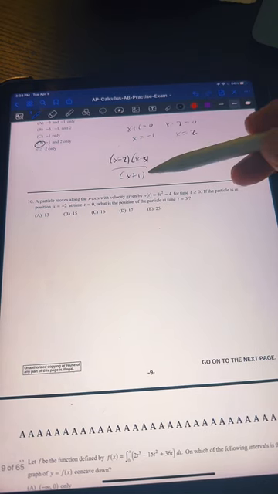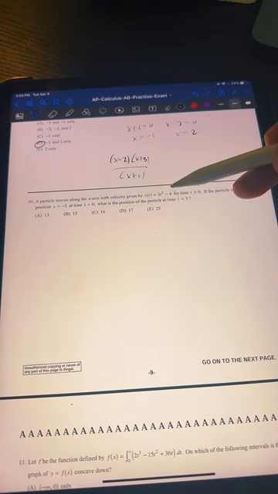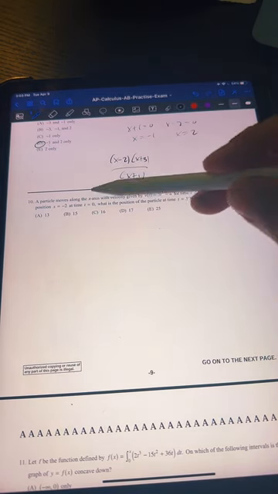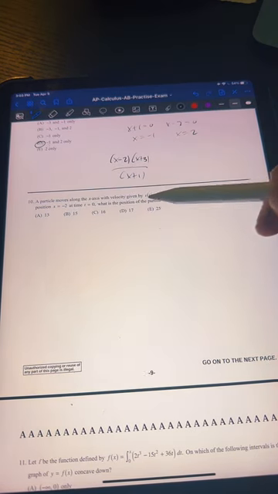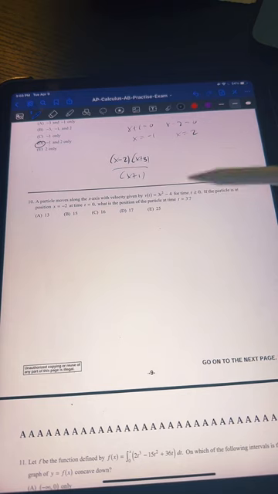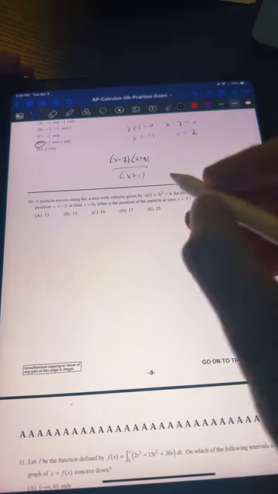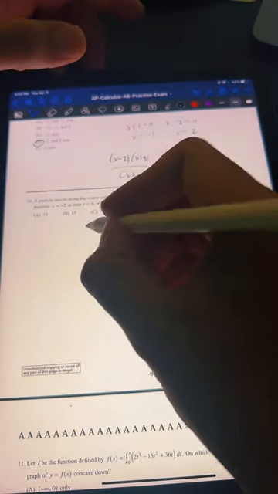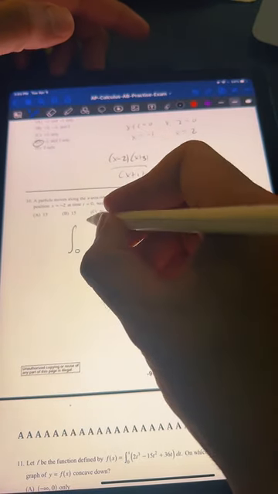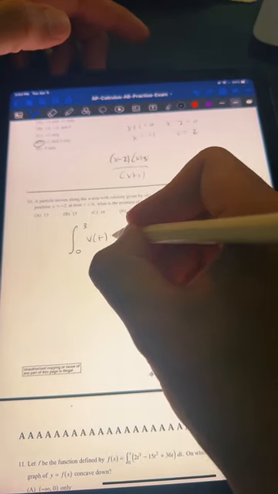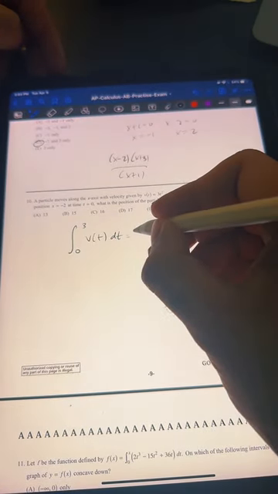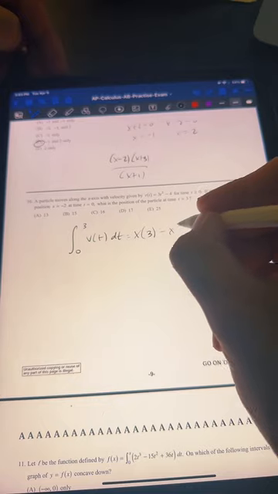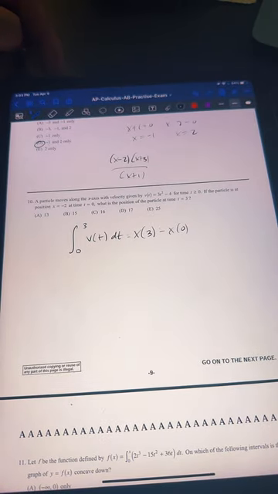Let's go to number 10. So we have a particle along the x-axis. We have this particular velocity. If the position of the particle is negative 2 at t equal to 0, what is the position when t is equal to 3? This is really important. This is what we call a net change. So they give us the velocity. That means that if we take the integral from 0 to 3 of the velocity function, then using the first fundamental theorem of calculus, this is the position at 3 minus the position at 0.